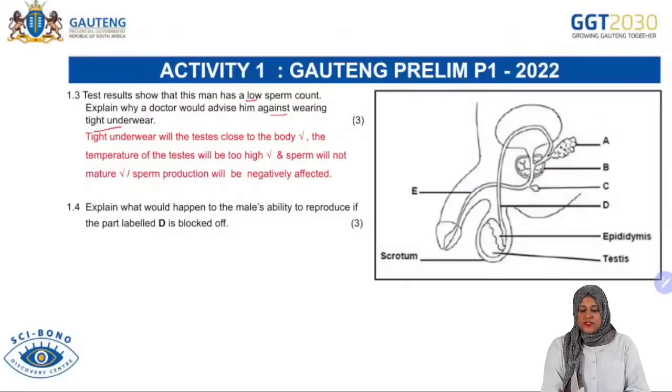Okay, so if you say sperm cells will be affected, or anything in life sciences will be affected, you've got to say how. Negatively affected. So then the sperm would not be produced properly, and that's the answer that we want.